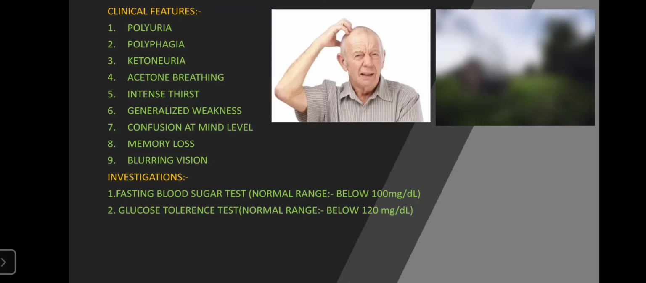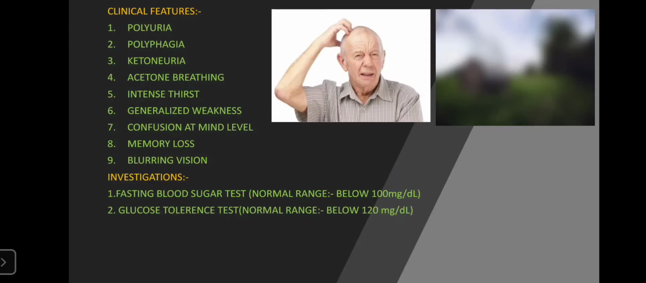So, what will be the clinical features for the diabetes mellitus? The patient will have polyuria, polyphagia, ketonuria, acetone breathing. Patient will have intense thirst, generalized weakness. The patient will be confused at the mind level. Memory loss, blurring of vision is also seen in the diabetes mellitus.